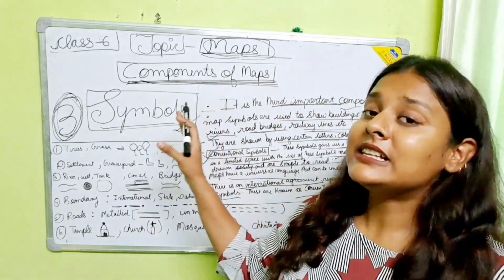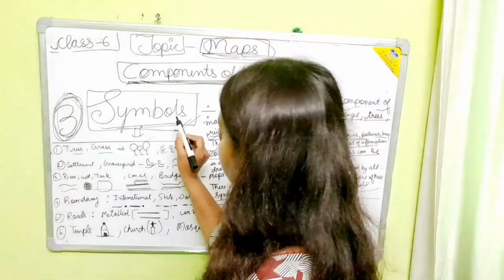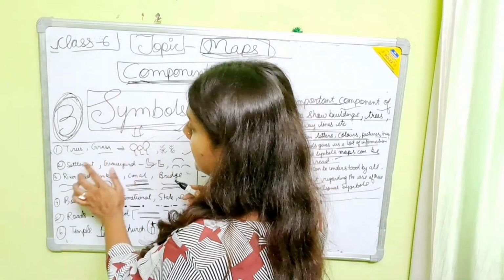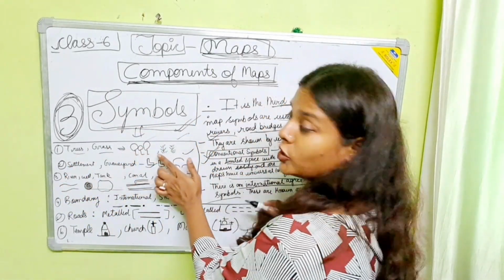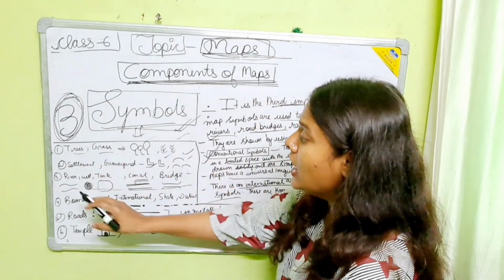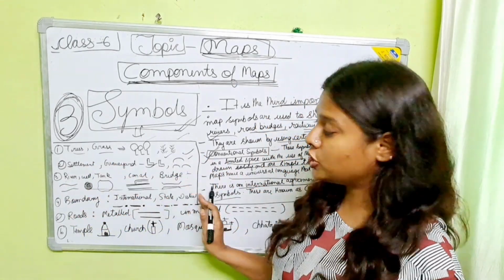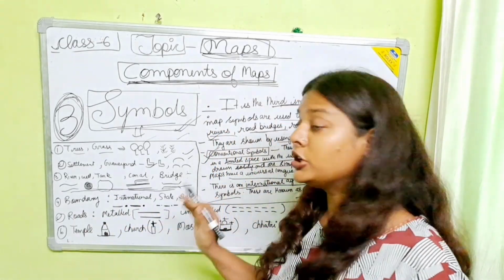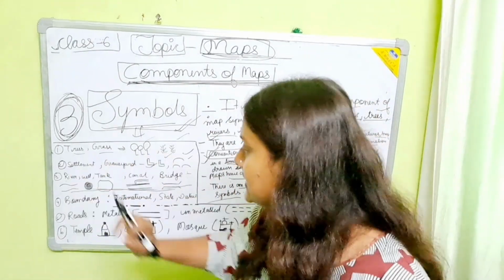These symbols make maps easy to read. Now when you see symbols, the trees, grass, these are denoted by these symbols. When we talk about settlement and graveyard, this and this. River, tank, canal, bridge, all of them, these are the symbols which are used on maps to denote these places.